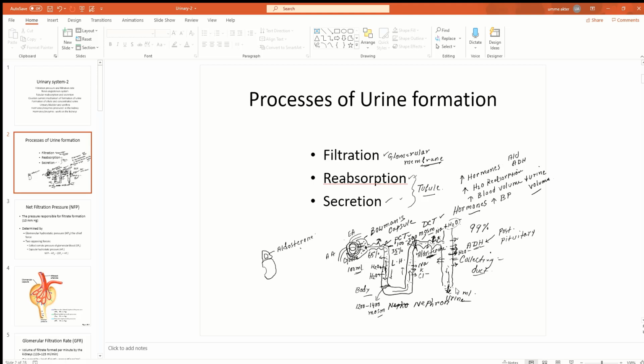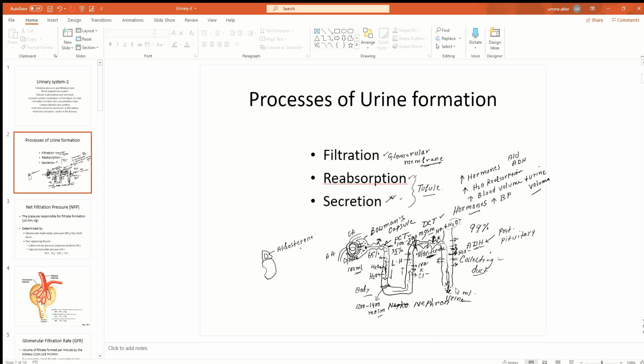Okay, secretion occurs only in a few places. Secretion is just the opposite of reabsorption. That means from the body, through the wall, it enters into the nephron. So if anything is secreted, that means it will go inside the nephron and will get out from the body as urine. So secretion is just the opposite. It is going from the body to the nephron, to the urine.